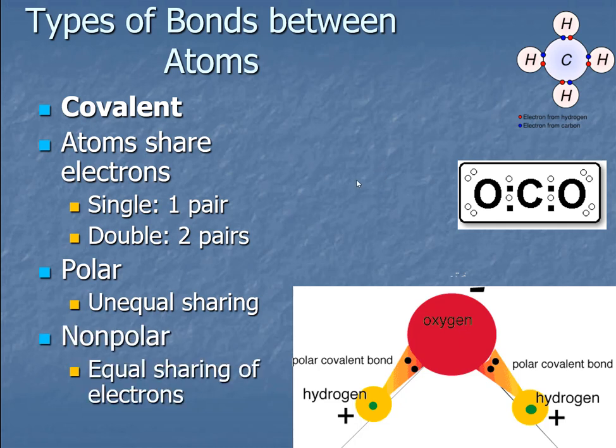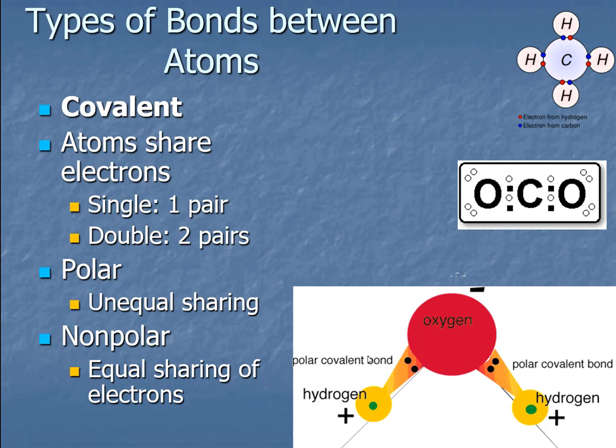And then just to add another layer to this, you can have what are known as polar or nonpolar covalent bonds. So in the examples up here, we have pretty much equal sharing of the electrons between these atoms. You see the same thing here. So that would be a nonpolar covalent bond, so there's equal sharing.